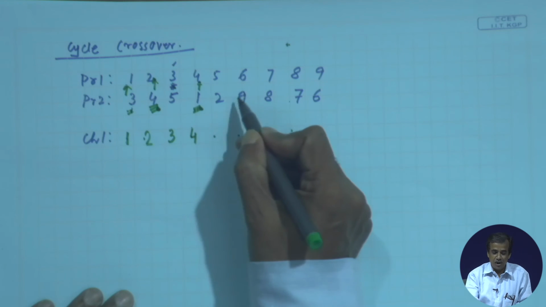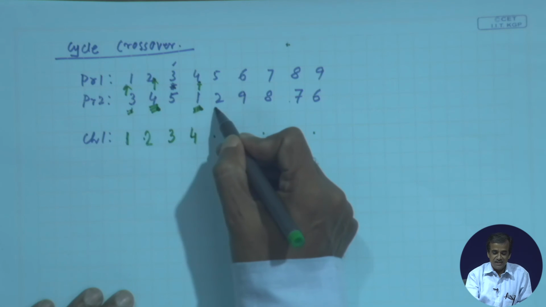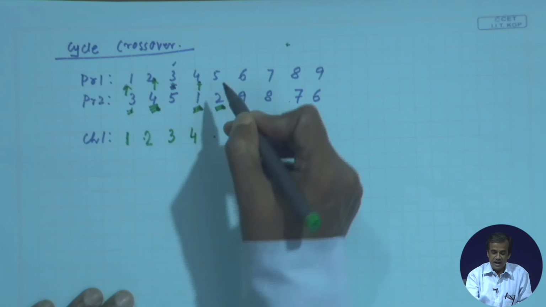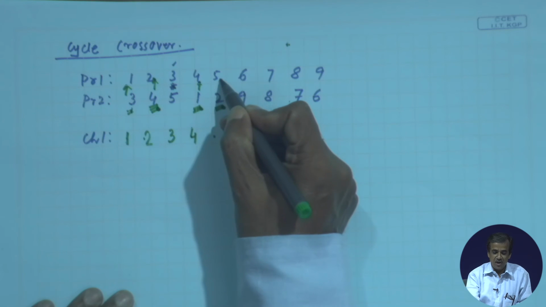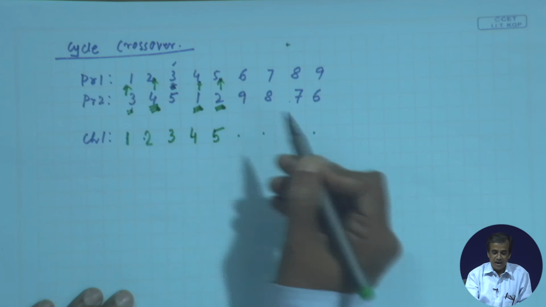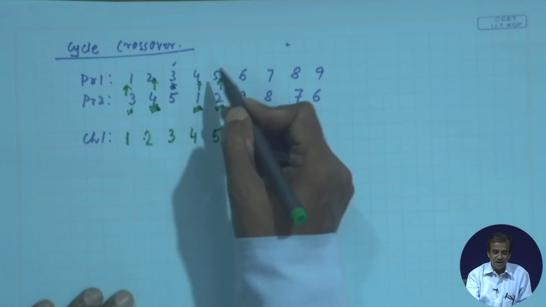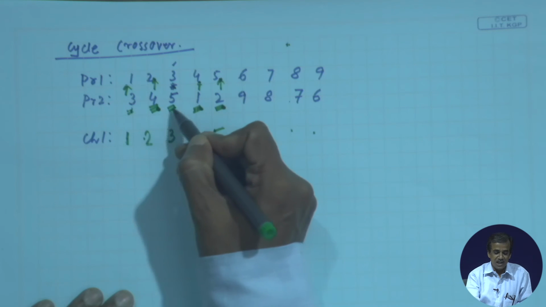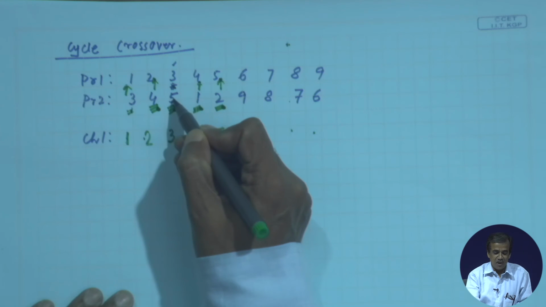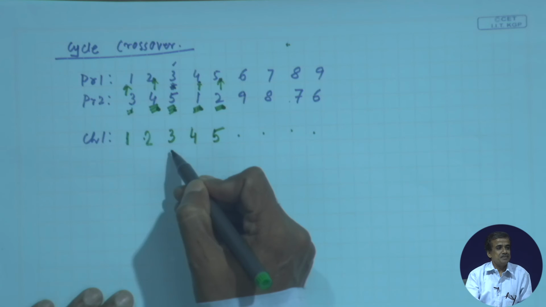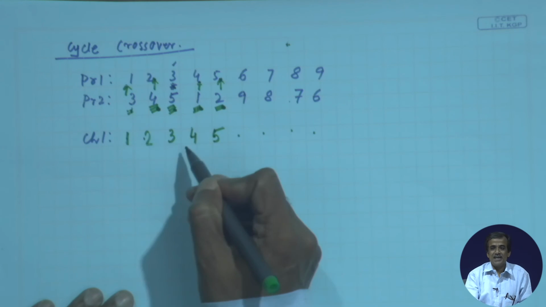Then you search for 2. This is the location of 2 on parent 2, and its corresponding CT on parent 1 is 5. So, you put 5 here, and once 5 has been selected, you find out the location of 5 on parent 2. Its corresponding CT is 3. 3 has been selected, so it completes the cycle.